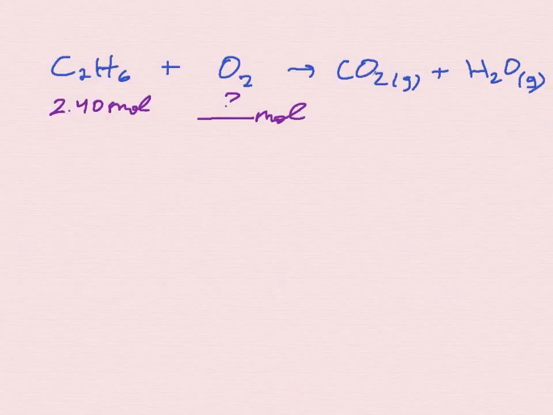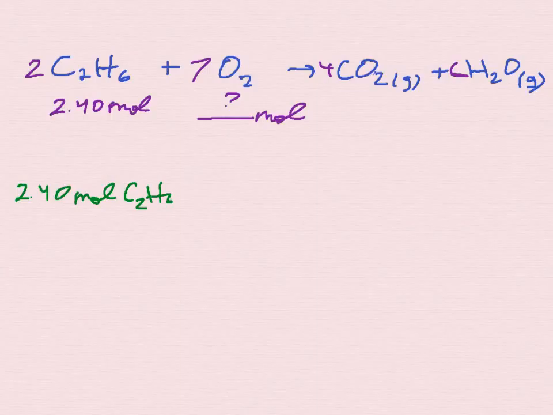You should pause the video and balance the equation for practice. You're going to get 2, 7, 4, 6 for your balanced chemical equation. Let's write down what we know. Write down what we're given. On the far left, 2.4 moles of ethane is what the question gave us.